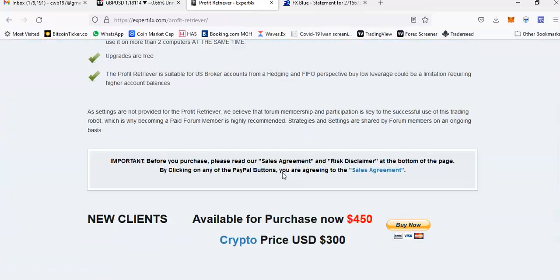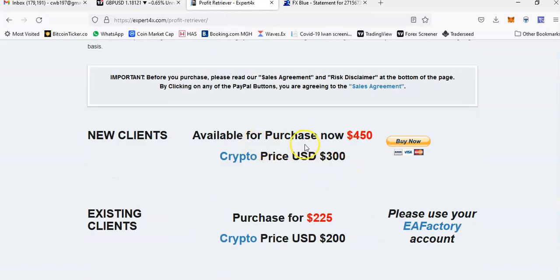Then, if I go to the pricing, if you buy it outright for the first time as a new client, it's $450, and it's once off. I've seen many expert advisors where you pay monthly fees. This one is once off, and it's yours for life, and you get upgrades and more. If you pay crypto, it's only $300.